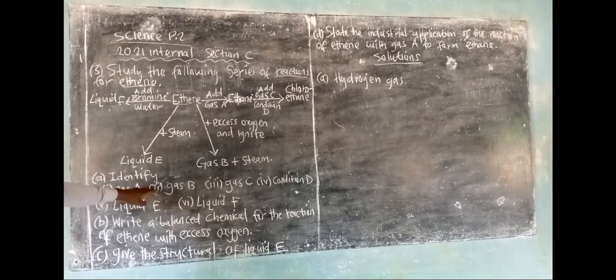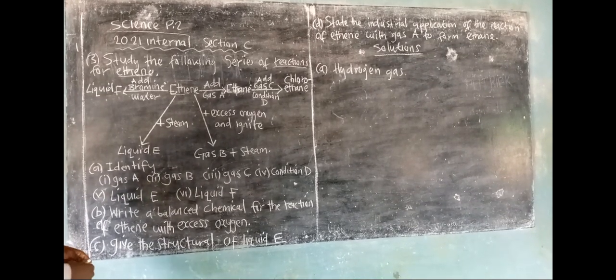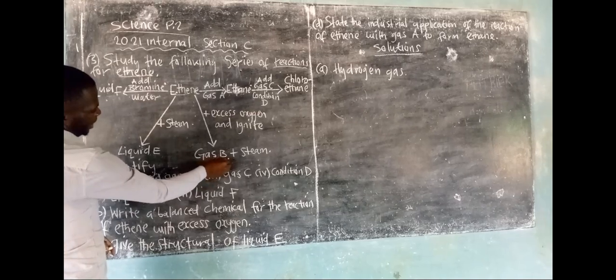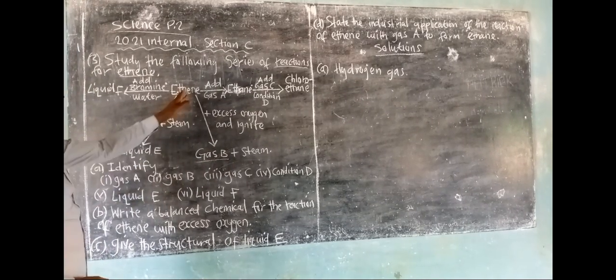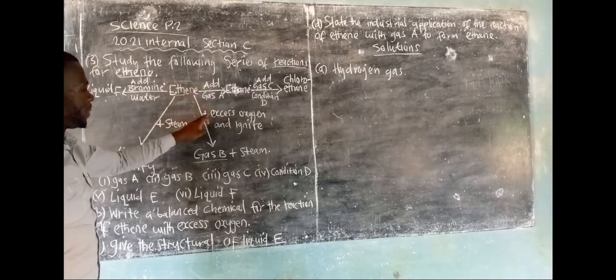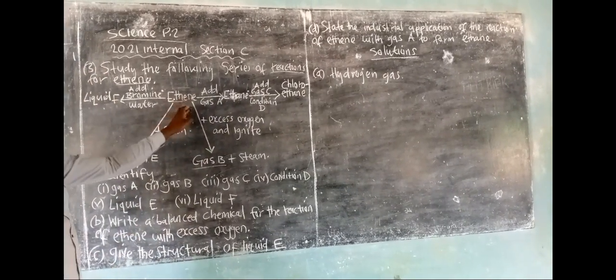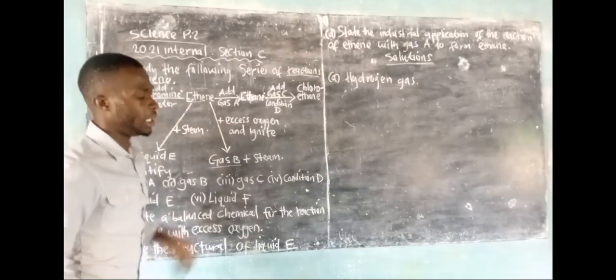We go to A2, gas B. Okay, so where is gas B? Gas B is here. So it is the reaction of the same ethene. Now it is the reaction of ethene plus the excess oxygen. So this is the reaction where I was saying it is the combustion.